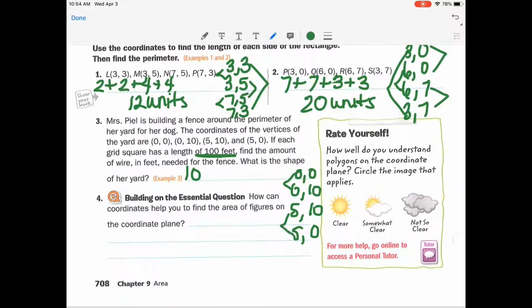Okay, and then I see 5 and 5 are the same, which means I'm going to subtract 10 minus 0, which is 10. And now I'm going to look at my y. So 10 and 10 are the same, which means I'm going to take 5 minus 0, which is 5, and then 0 and 0, which means 5 minus 0 is 5. So when I add those all up, I'm going to get 30 units.